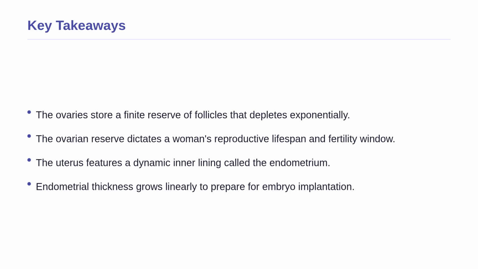Second, we explored the uterus, focusing on its dynamic inner lining, the endometrium. We saw how the endometrium grows linearly each month to create a receptive environment for embryo implantation. By understanding both the exponential decay of eggs and the linear growth of the uterine lining, you now have a solid, quantitative grasp of female reproductive anatomy.